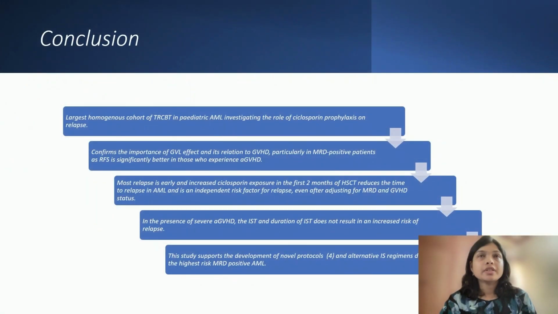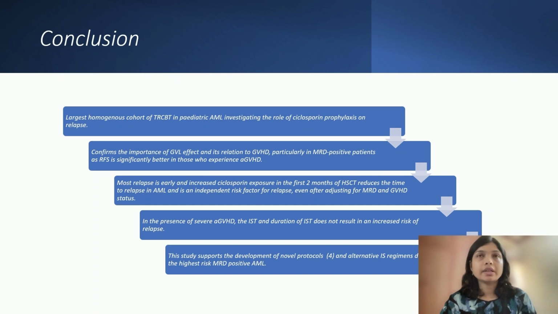To conclude, this is the largest homogeneous cohort of T-cell replete cord blood transplant in AML investigating the role of cyclosporin prophylaxis on relapse. It confirms the importance of GVL effect and its relationship to GVHD, particularly in MRD positive patients, as relapse-free survival is significantly better in those who experience severe acute GVHD.